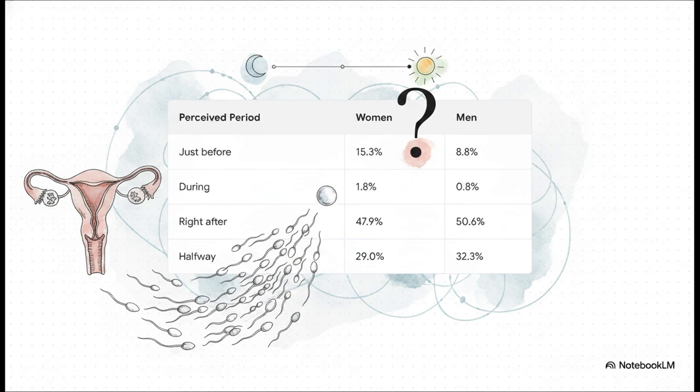This data comes from a demographic and health survey focusing on young adults aged 15 to 24. Take a look at that right after period row. Nearly 48% of women and over 50% of men incorrectly believe that the fertile window is right after a menstrual period ends. No way, right? Only around 30% correctly identified that it actually happens halfway between periods. And honestly, this lack of basic biological understanding is exactly why we need to lay out the facts.